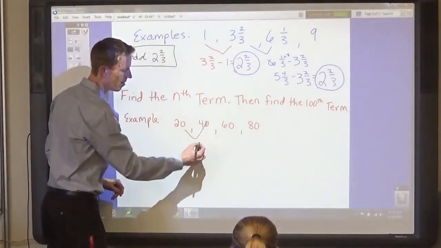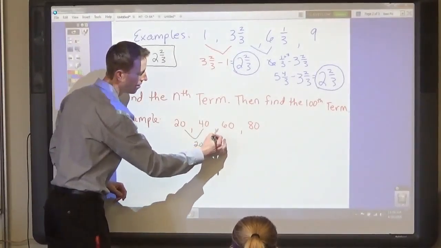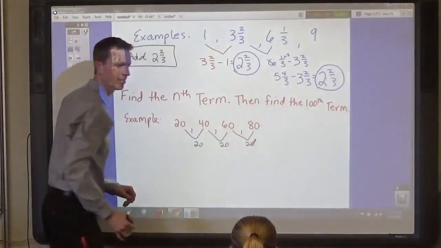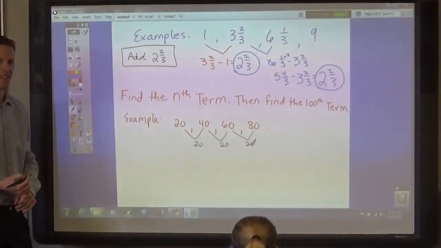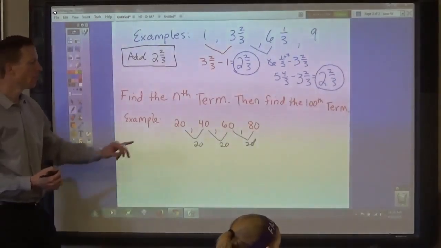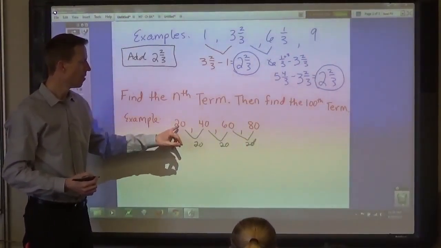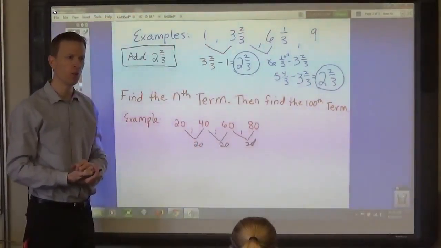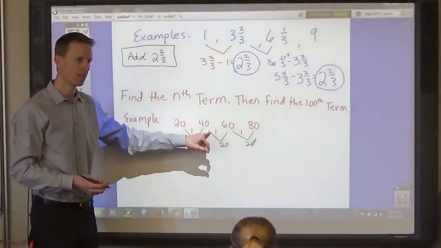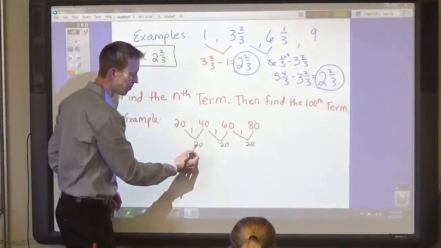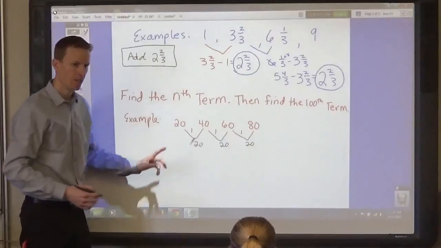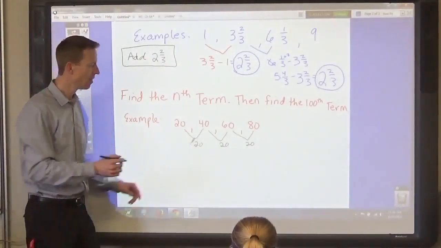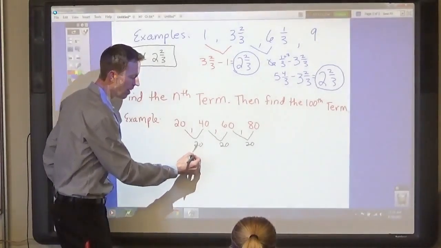What is it? 20, 20, 20, 20, 20. Okay. Now, besides adding 20, what else could we do to get 40? 2 times 20. Could you add or subtract 20? Okay.